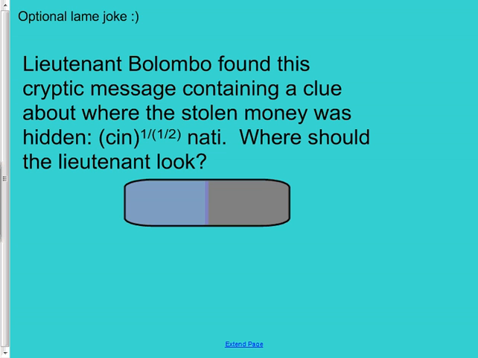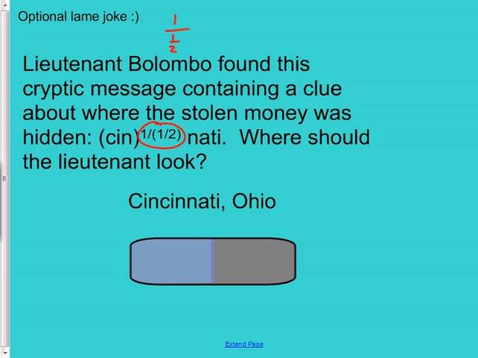This is an example of an optional lame joke. Okay, great. Lieutenant Columbo found this cryptic message containing a clue about where the stolen money was hidden. C-I-N to the 1 over 1/2. Oh, I think I know. All right. Do you know what power that would be? That'd be the second power. 1 over 1/2. Instead of dividing by half, you can times by 2, so that's really a 2. And so then, yeah, Cincinnati. All right, that was really lame.